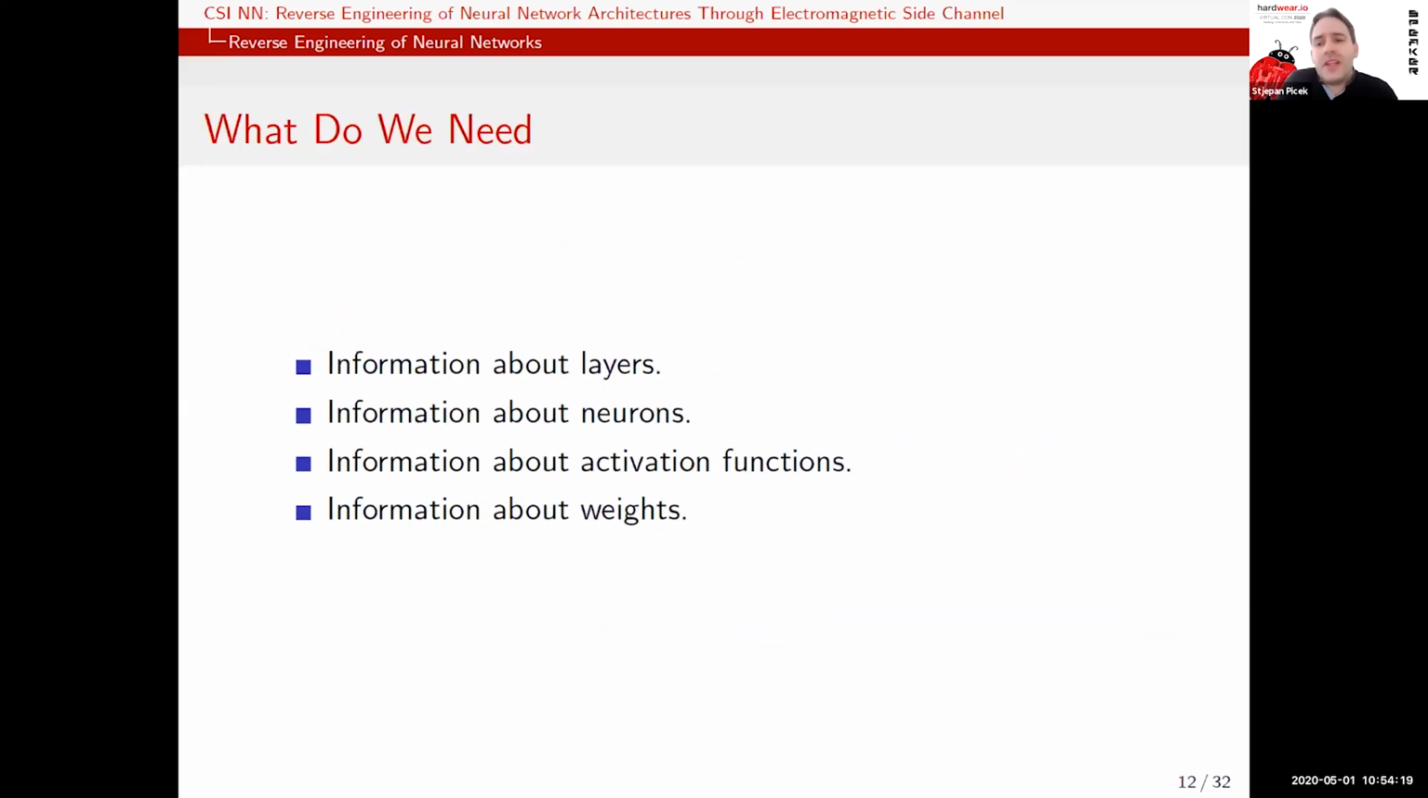So I already said the goal is to recover neural network architectures. But what kind of neural networks are we talking about, and what does architecture mean? Here we talk only about feed-forward neural networks. Why? Because they are the most popular and most used ones. Those would be something like multilayer perceptrons or convolutional neural networks. And what do we actually do? We recover information about layers, information about neurons, information about activation functions, and information about weights. So every possible weight of every neuron can be recovered in this way.